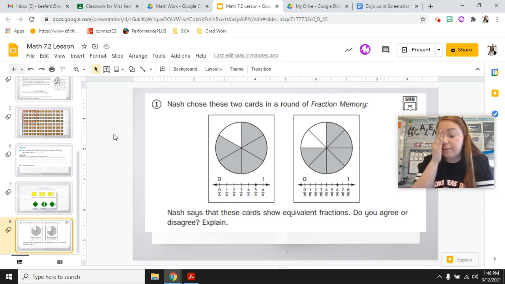I want you to take a second, maybe pause the video, to think about it. Are these fractions equivalent? Why or why not? In this case, the fractions would not be equivalent. 5/6 has more filled in of the whole circle than 6/8 does. So this is not equivalent to this, because if you look here, this has a little bit more filled in than 6/8. So you would say, no, you do not agree with Nash, because these fractions are not equivalent. They don't have the same amount of space filled in.